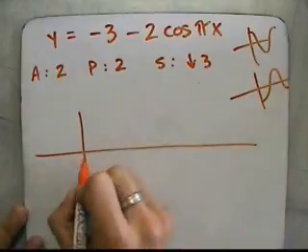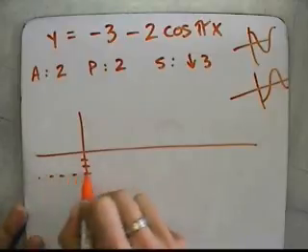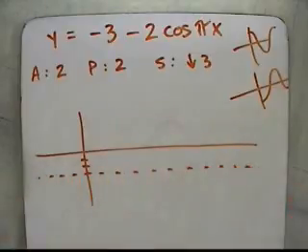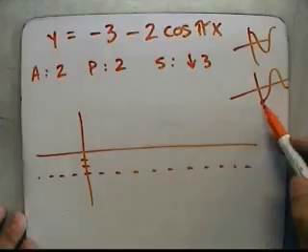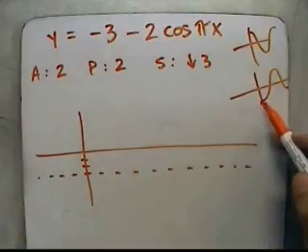I'm going to go down 3. So I'm going to go down 3 first and draw a new horizontal axis, a new flat line. Everything is relative from that line now. You've got to pretend like the old axis isn't even there. So the first point is down at the amplitude. Amplitude is 2, and I want to go down from my new axis.